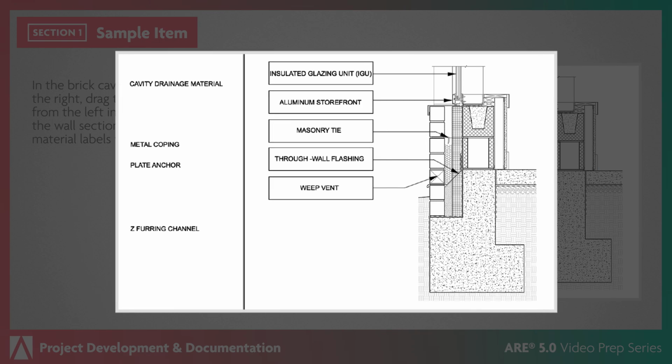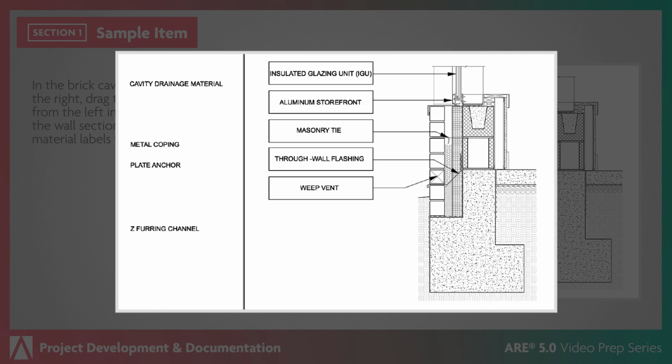The wall section detail provided represents a brick cavity wall with CMU backup construction. This type of wall system is illustrated and described in Architectural Graphic Standards. As part of this wall system, masonry ties are required to anchor the brick veneer to the backup wall. Through-wall flashing is required to divert moisture that has entered the wall cavity to the outside through weep vents or holes. The CMU backup wall supports a storefront system infilled with insulated glazing units.